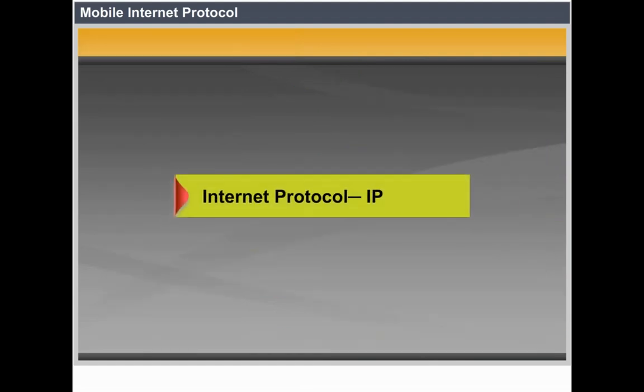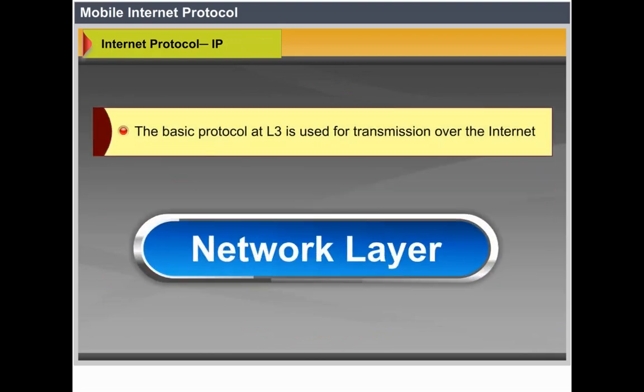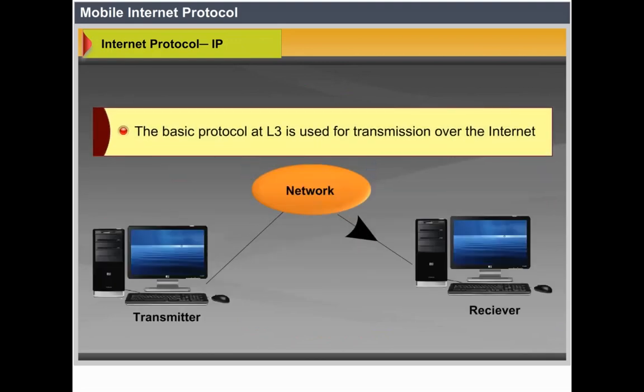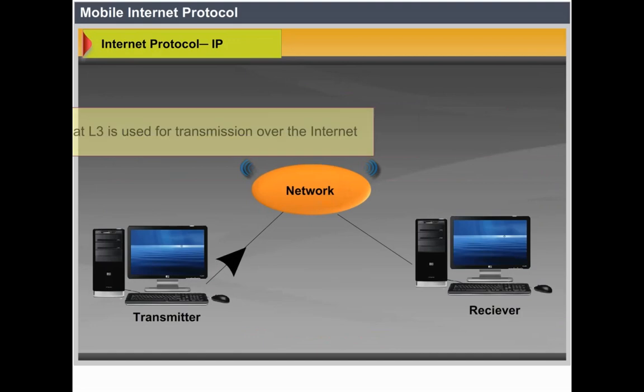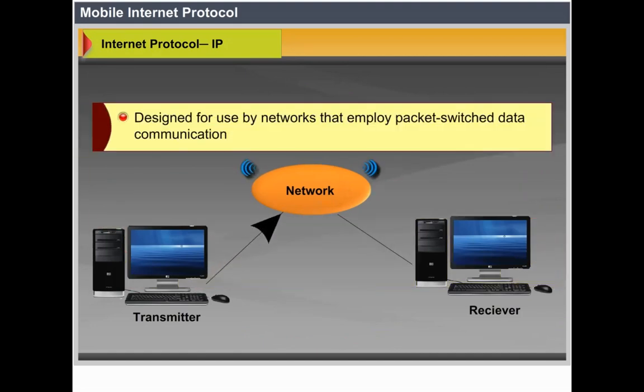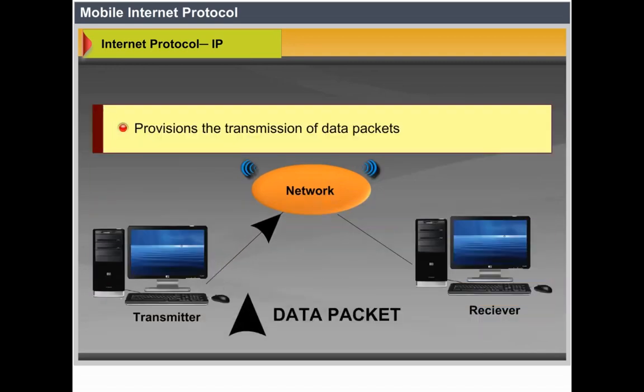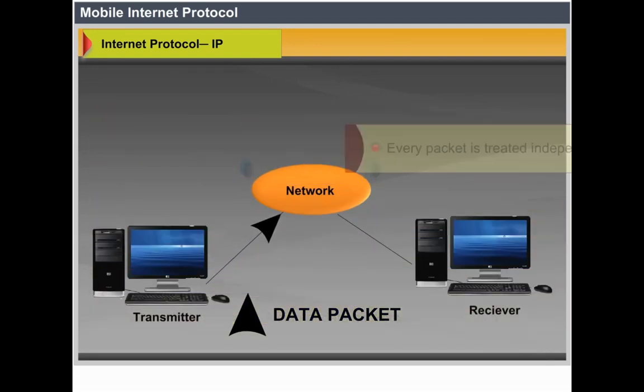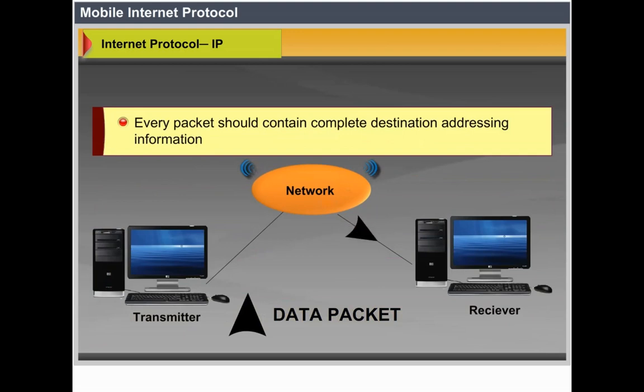Internet Protocol, IP. The basic protocol at L3, which is used for transmission over the Internet. Designed for use by networks which employ packet-switched data communication. Provisions the transmission of data packets. Each packet treated independently. Every packet must contain complete destination addressing information.